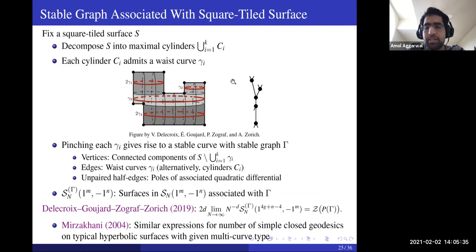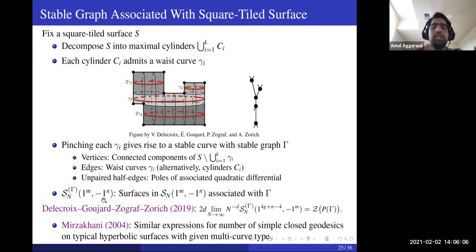The edges are going to be the waist curves themselves. So as I said before, there are four of them. And the unpaired half edges are going to be the poles of the quadratic differential. They're the vertices at which I have an angle equal to just pi. And those are going to belong to some of the connected components, and at those connected components you see a half edge coming out. For example, here you have these two vertices, which will have an angle of pi after the fold-in.